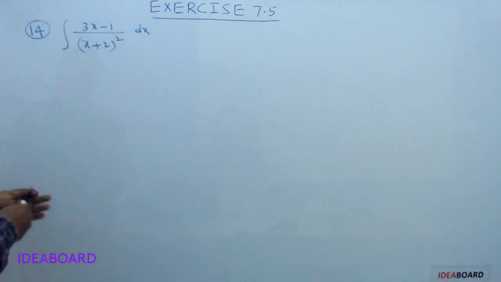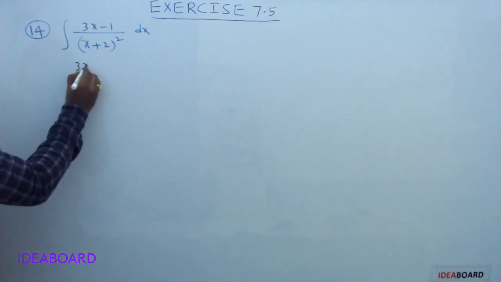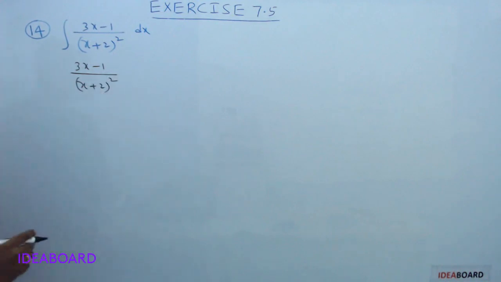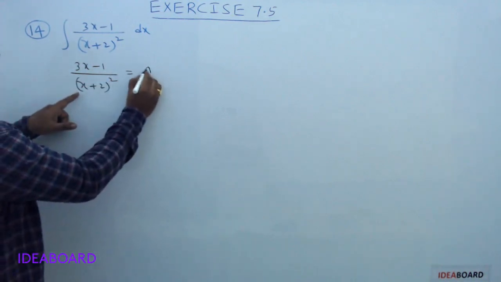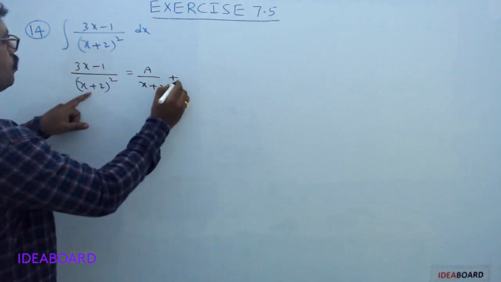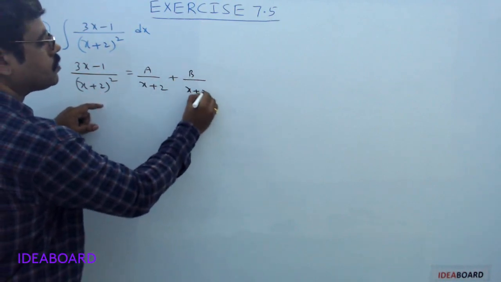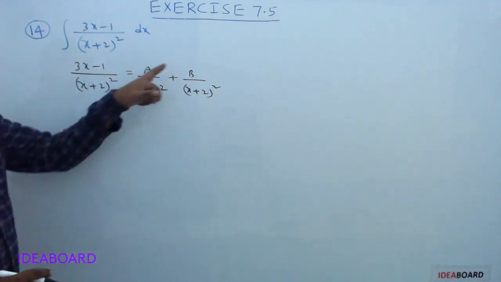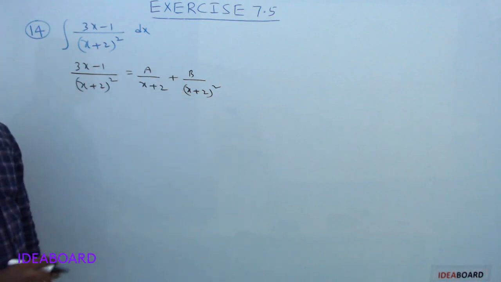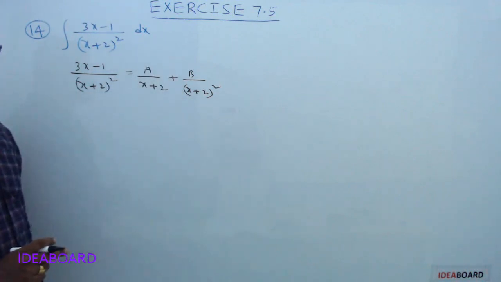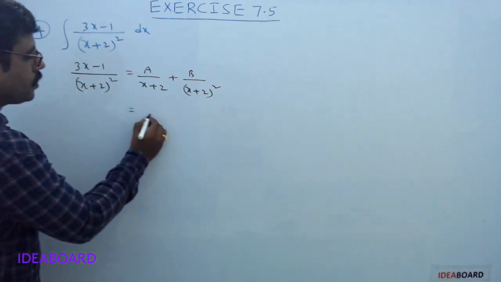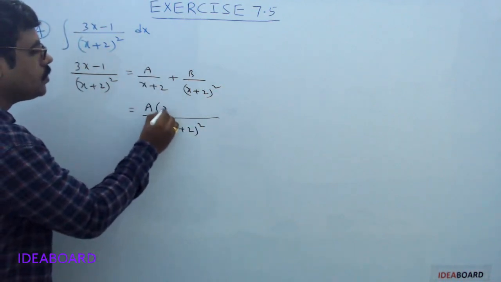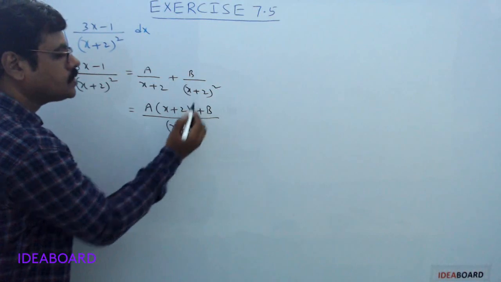Take this integrand separately. (3x − 1) divided by (x + 2)². Now it can be taken as a divided by x + 2 plus b divided by (x + 2)². What are the partial fractions? a divided by x + 2 plus b divided by (x + 2)². Now let us find the values of a and b. Take the LCM. LCM is (x + 2)². This is a into (x + 2) plus b.